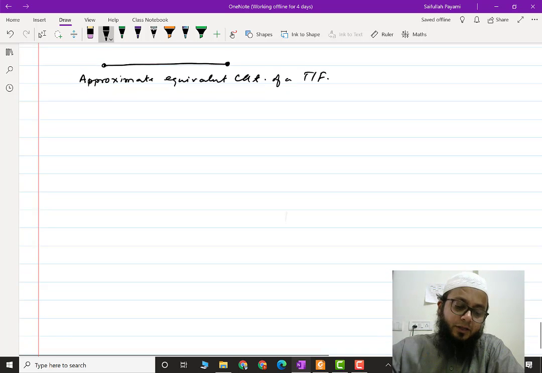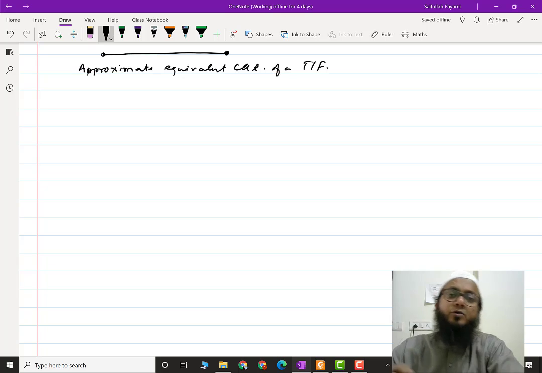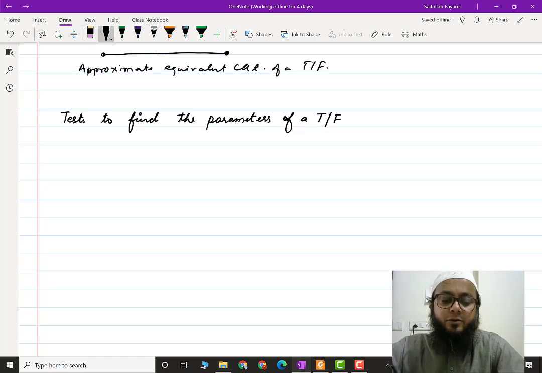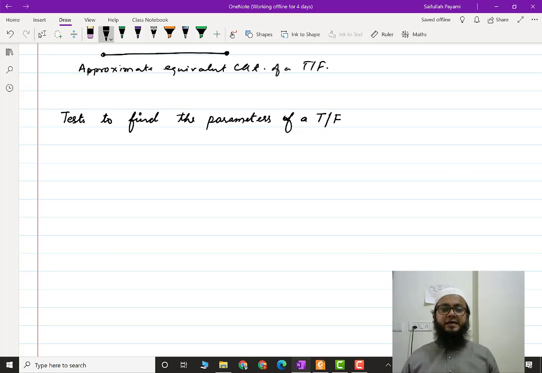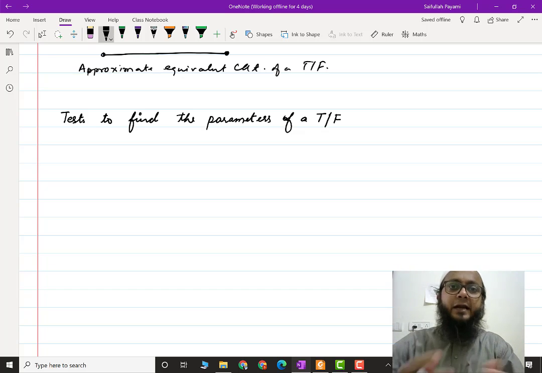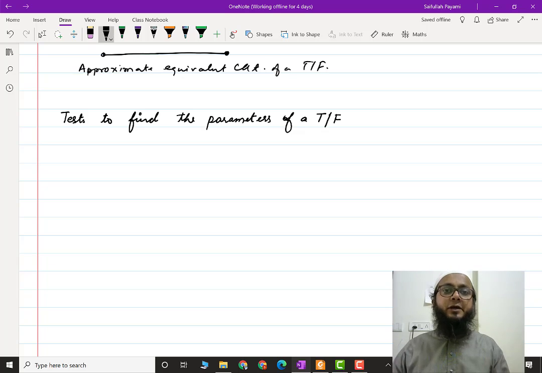now we will discuss the tests to find the parameters of a transformer, because sometimes we need to know the performance of a transformer. We have designed a transformer, but we want to test how it will behave. Okay, so for that we need to perform some tests. We cannot directly put the transformer into the field and then say the transformer will behave in a particular way.